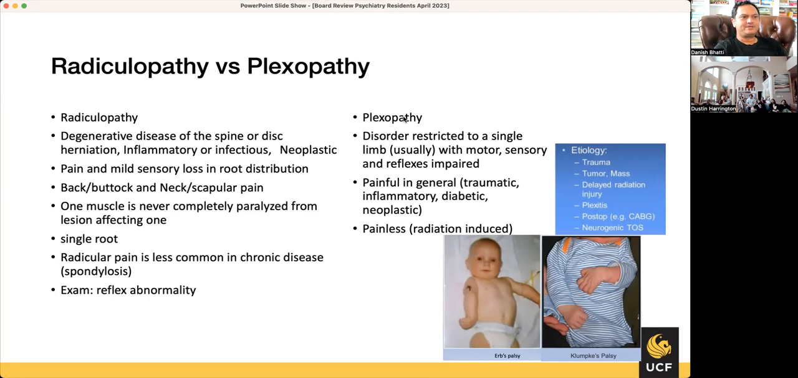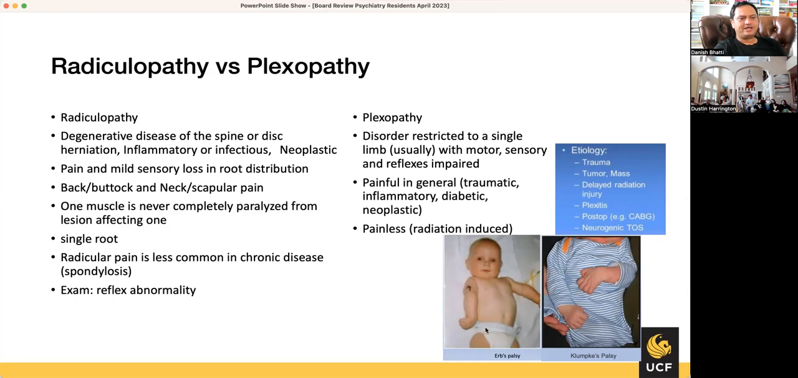In contrast, a plexopathy is a disorder that is restricted to a whole limb with involvement of both motor, sensory, and reflex impairment, and is usually very painful, much more than a radicular pain. It can be seen with inflammation, rarely with diabetes, often with trauma, and occasionally with tumors or neoplasm. It will involve multiple nerve roots in a partial fashion. You can have a painless plexopathy that is uncommon and is classically seen with radiation-induced scarring. So here's a list of the problems that can cause a plexopathy and two common patterns of plexopathy.